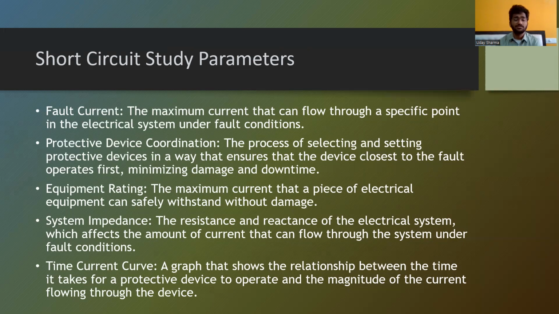Firstly, the fault current. The maximum current that can flow through a specific point in the electrical system under fault conditions. Suppose the switch gets open, or let's say the switch is in the short circuit condition instantly, or any fault occurs, which is represented by the switch. All the basic components or parameters change, and one of them is the fault current.